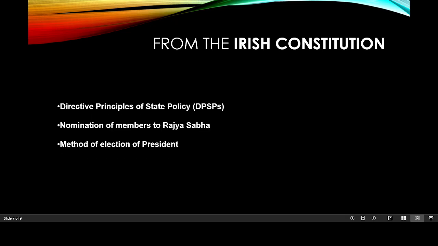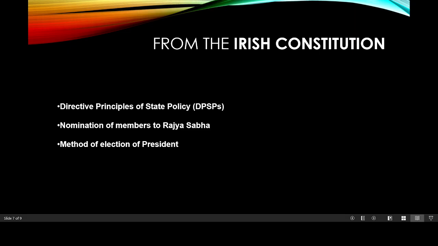Then next, from the Irish Constitution. So it is DPSP, Directive Principles of State Policy, enshrined in Part 3 of the Indian Constitution. I'm sorry, Part 4 of the Indian Constitution. Part 3 is fundamental rights. So what is the article? The article is from Article 36 to 51.